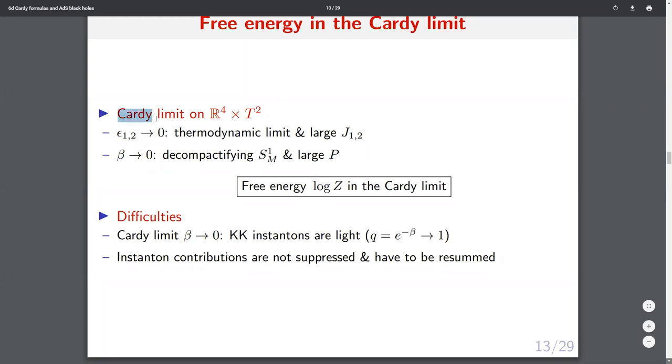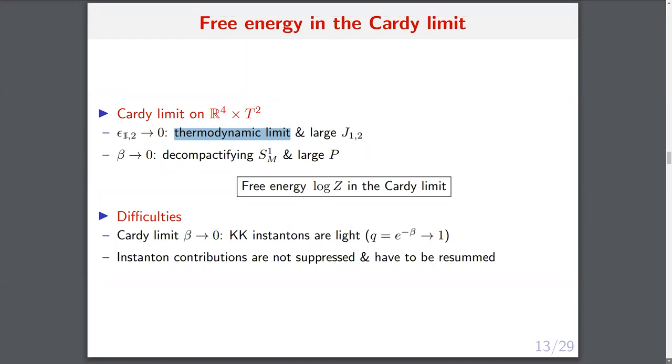So I will explain what the Cardy limit is for this alpha times T2 index. It takes two different limits. First, we take the small epsilon1, epsilon2 limit. It is more often called the thermodynamic limit, or just the Seiberg-Witten prepotential limit. And in the charge sector, it corresponds to the large angular momentum limit, J1 and J2, which are conjugate to these chemical potentials. Second, we further take the small beta limit, and it corresponds to the limit where the M-theory circle decompactifies and the full 6D physics is visible. And in the charge sector, it corresponds to the large P limit, where P is the KK momentum conjugate to beta. So as I've said, the main goal is to compute the free energy, which I refer to as log Z, in the Cardy limit, but it is very non-trivial.